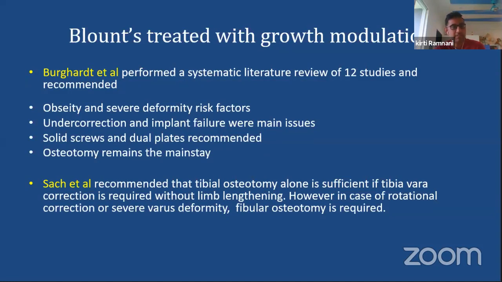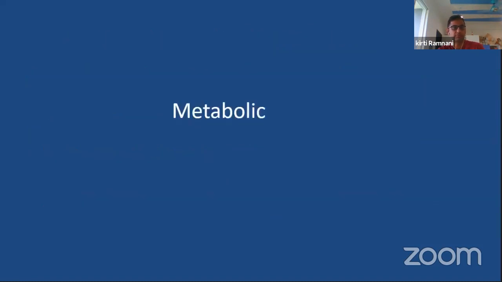And there was a study by Sesh which said that if you only want to correct tibia vara with osteotomy, you don't need to osteotomize the fibula. But if you want to incorporate the correction of internal torsion, that is a rotational correction, or if there is a severe varus, which they have not defined, then fibular osteotomy is required.